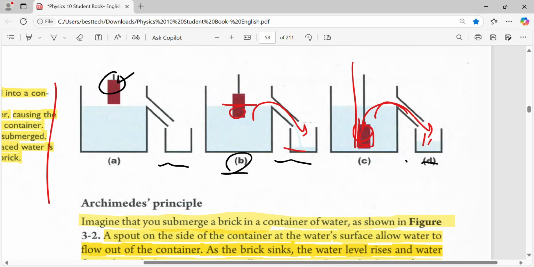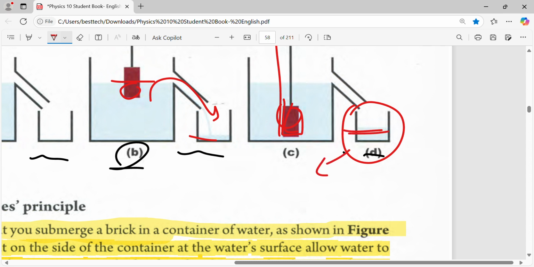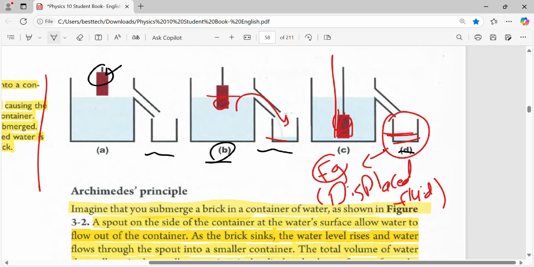What does that mean? Wait, guys, look. In our example, we have some calculation. We want to find the weight of the water that comes out. It's called Fg, the displaced fluid: the water that comes out after putting an object under the water. Some water comes out, and we want to find the weight of this water that comes out.